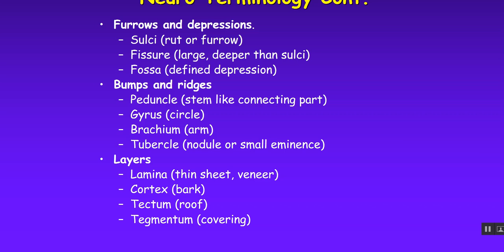And then we get into layers of the nervous system. A lot of our nervous system has different layers to it within the spinal cord, the surface of our brain. Things like lamina, cortex, tectum, tegmentum. These are layers within the nervous system.